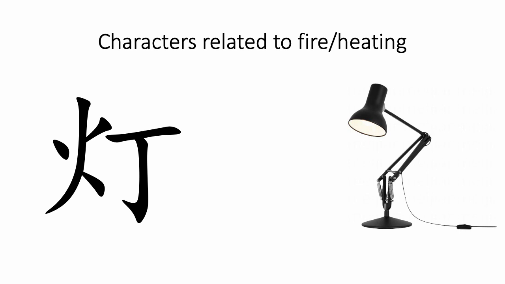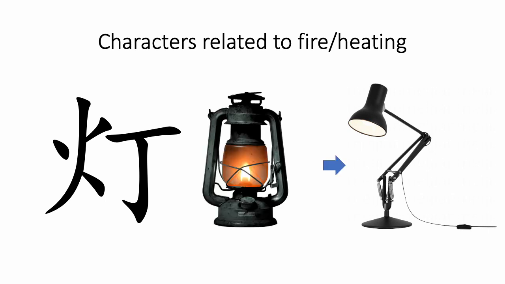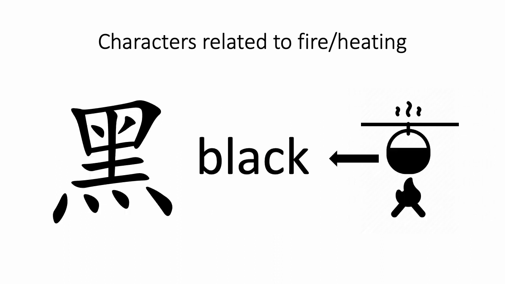For some characters, we cannot see a fire in the corresponding objects nowadays. 灯 lamp is an example. The fire radical in the character represents the fire part in the traditional lamp. Another example is black, 黑. It has 4 dots at the bottom. That is because black is the color on a pot after fire smoking during cooking.